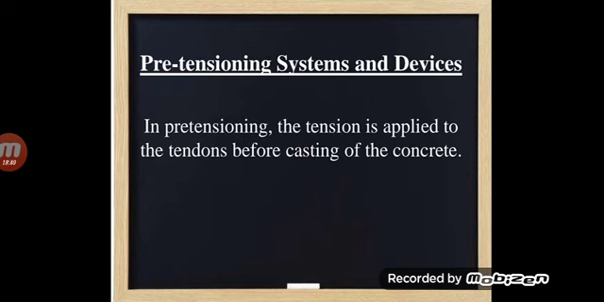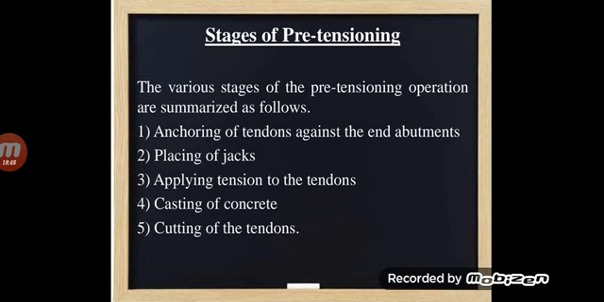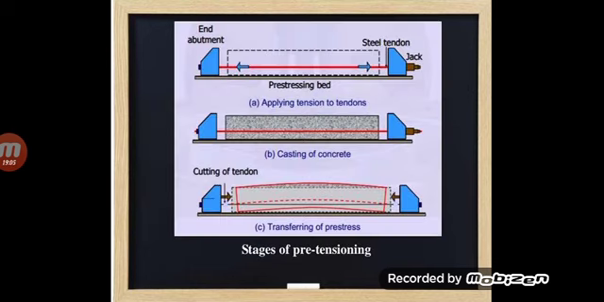So we already know that in pre-tensioning, the tension is applied to the tendons before casting of the concrete. Already I have told you. The stages of pre-tensioning. The various stages of the pre-tensioning operation are summarized as follows. First, anchoring of tendons against the end abutments, then placing of jacks, then applying tension to the tendons, then casting of concrete, then cutting of the tendons. Okay, this is the process.